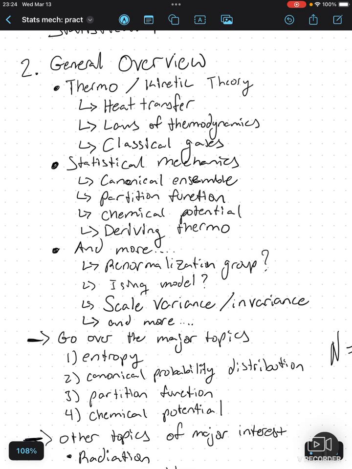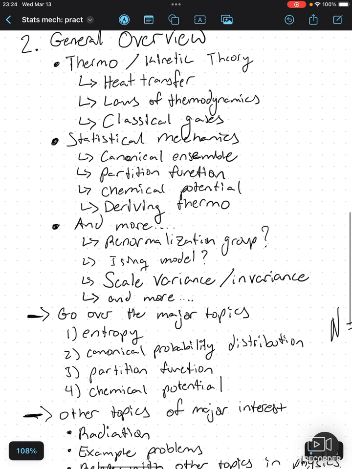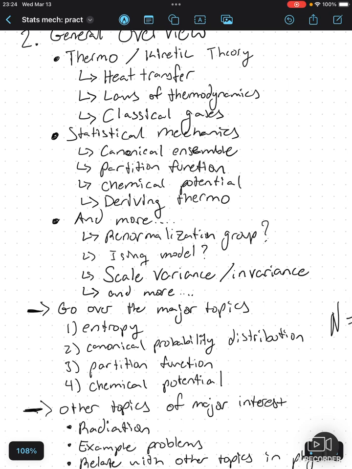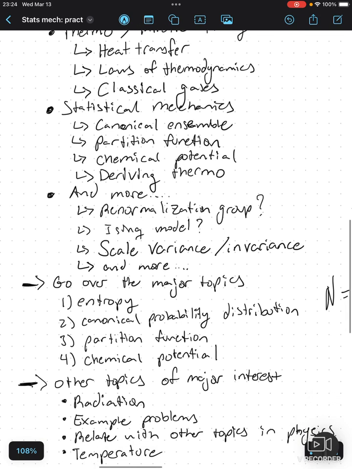And speaking about and more, I'd be looking potentially to go further into things like renormalization group or the Ising model, or talk even more about scale variance or scale invariance, so getting smaller or larger, macro to micro systems in physics and beyond.